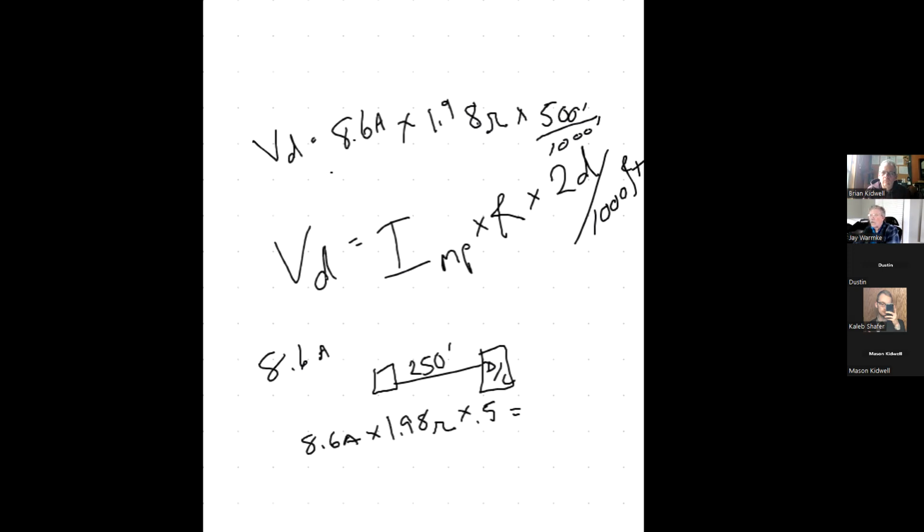That's interesting. So if I take 8.6 times 1.98 times 0.5, I'm getting 8.514, right? 8.514 volts. So doing this, I just discovered that for this run from this combiner box to the DC disconnect, given the wire size and the amperage, I'm going to lose 8.5 volts over that distance.